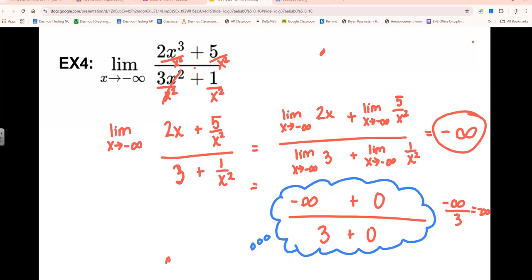But if you have a higher exponent in the top, you're either going to get positive infinity or negative infinity. Those are your only two possible answers.